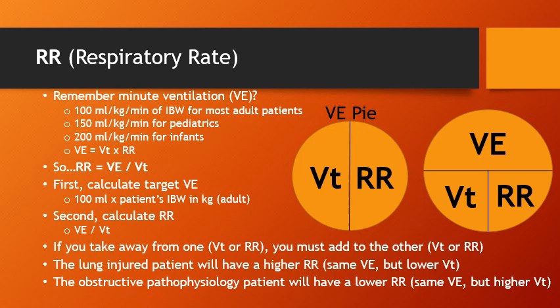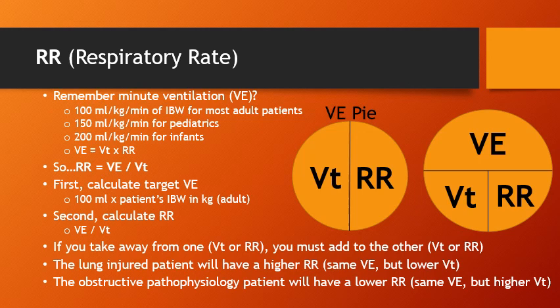Now, if I want to know the respiratory rate, which, in this case, is what we're working on, I'm going to cover up respiratory rate, and now I have minute ventilation on top of tidal volume. So that means we're going to take minute ventilation divided by tidal volume to give us our respiratory rate. Okay, so hopefully that's a helpful visual representation of how this works. Now let's talk about the VE pi. So the VE pi is another visual representation.